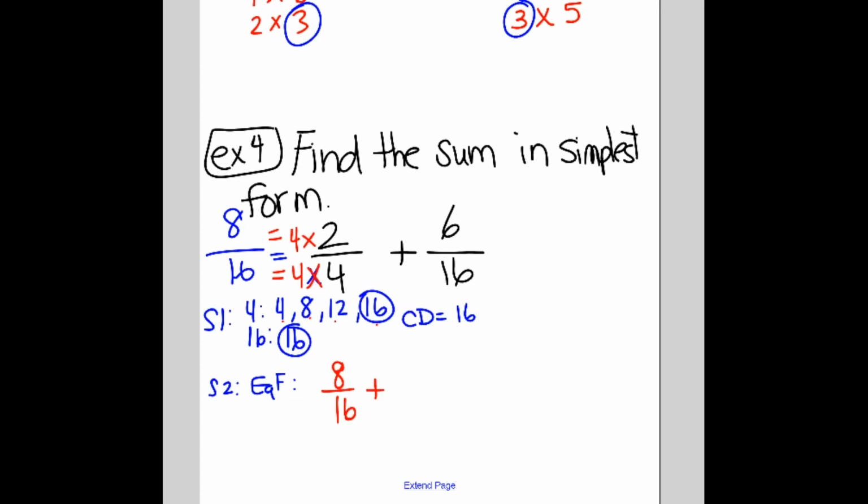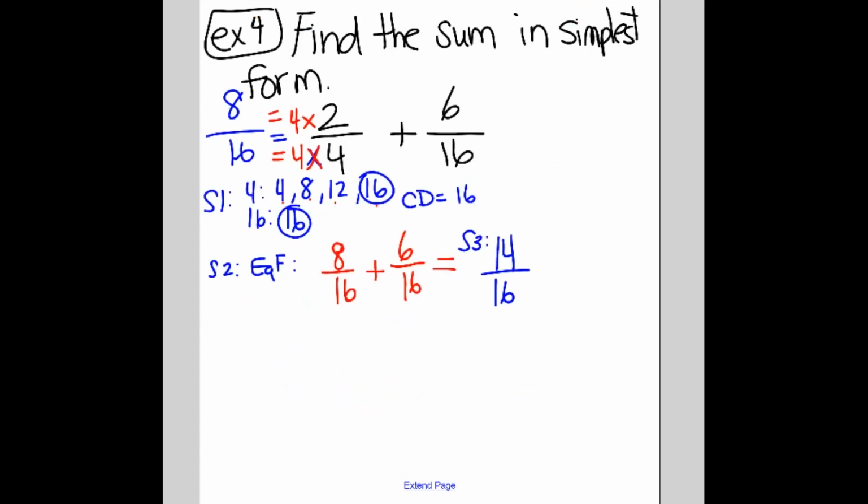And did I have to change anything about my 6/16? Nope, we didn't, because it was just already 16. We don't have to change anything at all. So awesome. I'll just bring that back down over here and let's add. So our step 3 is to add. Okay, what do we get? 8 plus 6 is, drum roll please, 14. Our 16 stays the same. So now we have our answer, 14 over 16.